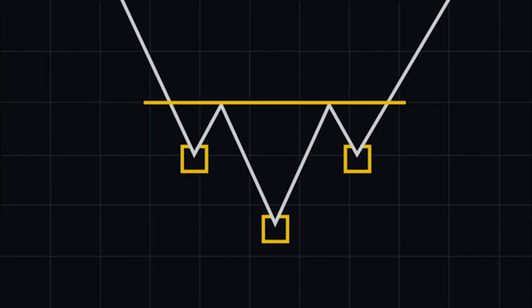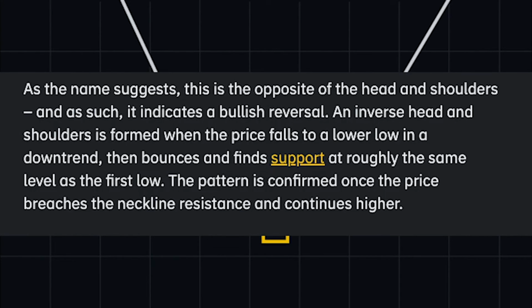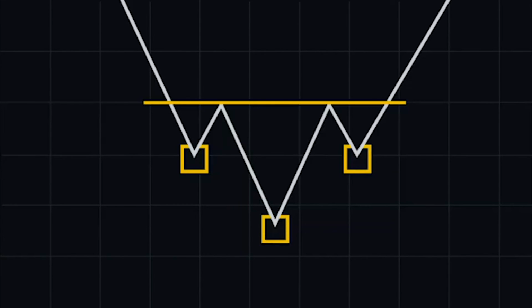So, inverse head and shoulders. Now, as the name suggests, this is the opposite of the head and shoulders pattern, and as such it indicates a bullish reversal. An inverse head and shoulders is formed when the price falls to a lower low in a downtrend, then bounces and finds support at roughly the same level as the first low. The pattern is confirmed once the price breaches the neckline resistance and continues higher.